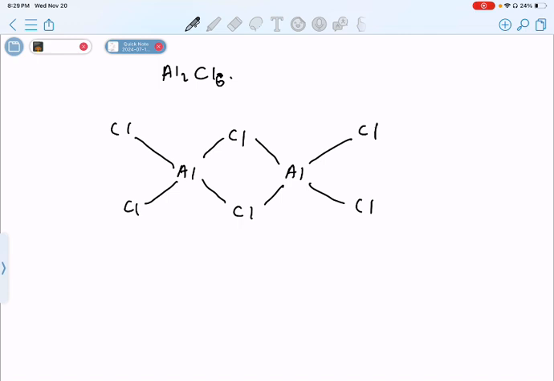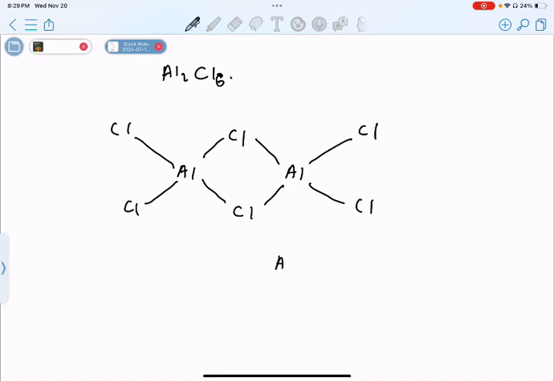Okay, now there is a difference here with this. Aluminium has 3 electrons in its outermost subshell, okay? However, this structure cannot happen, if you look at it like this, okay? Why can't it happen? It's because aluminium isn't able to share that many electrons.